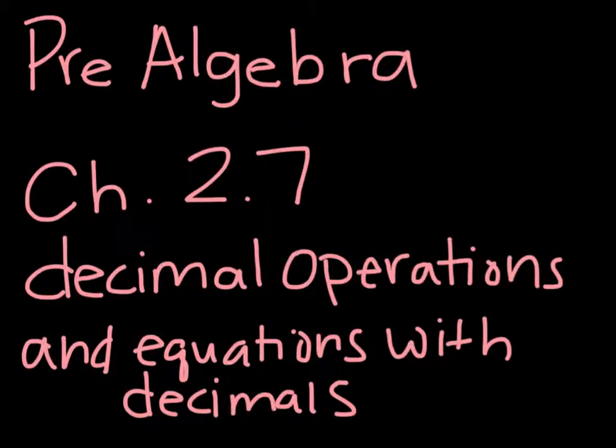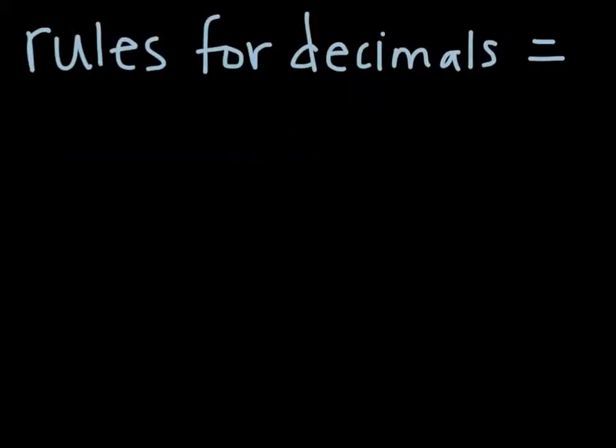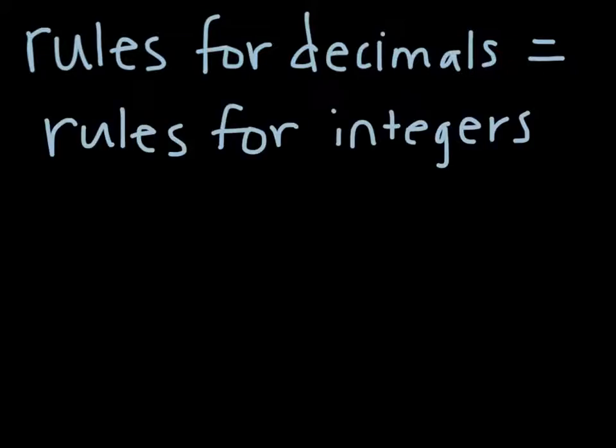This is Pre-Algebra Chapter 2.7, Decimal Operations and Equations Containing Decimals. Let's get started. As we begin to work with decimals in algebra, remember that the rules for performing operations with decimals are the same as the rules used for performing operations with integers that you learned in Chapter 1. If you start there, the rest will be relatively easy.